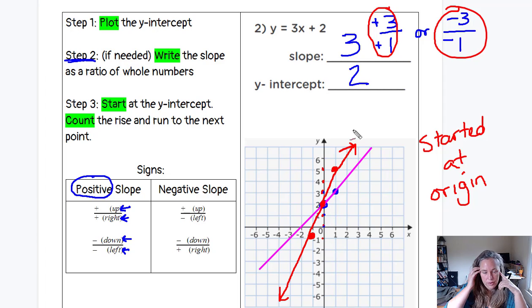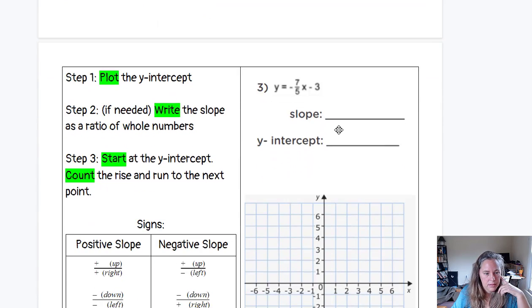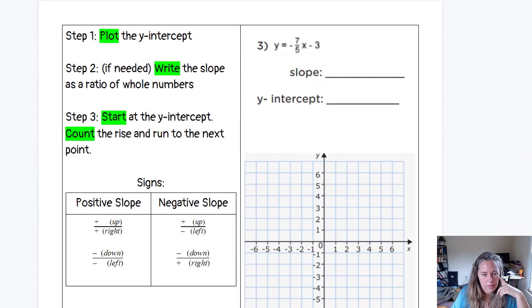So there it is. Okay, we have our next one, last one. We've got y equals -7/5 x minus 3. So our slope is -7 over 5, which is already a ratio of whole numbers. So in this case, I really don't need to write this because this is telling me that the rise is 7 and the run is 5. And our y-intercept is -3.